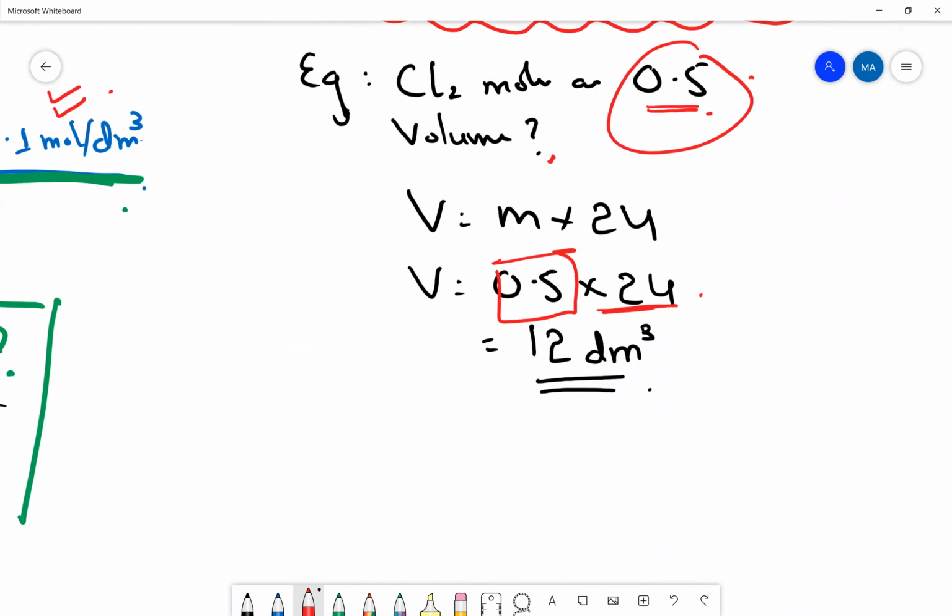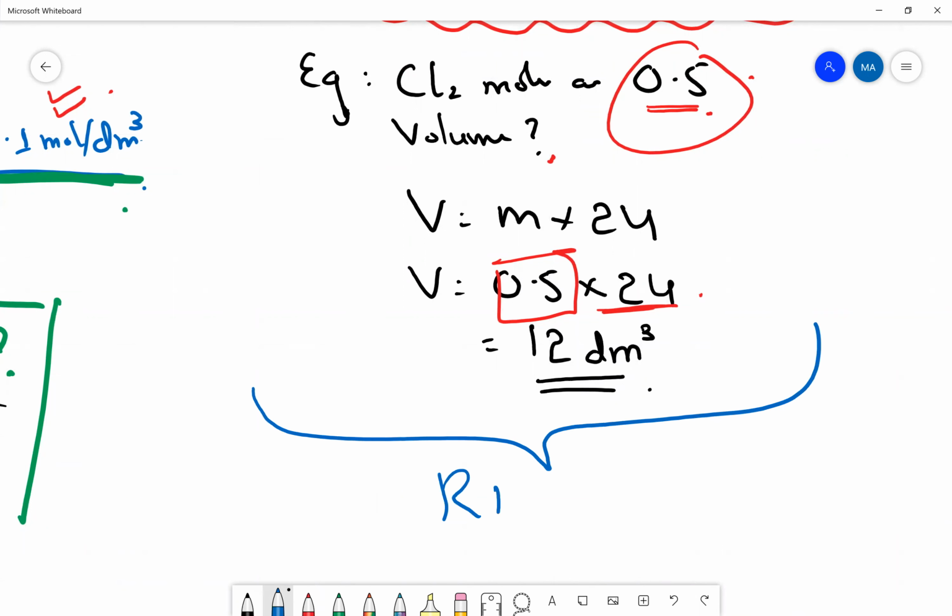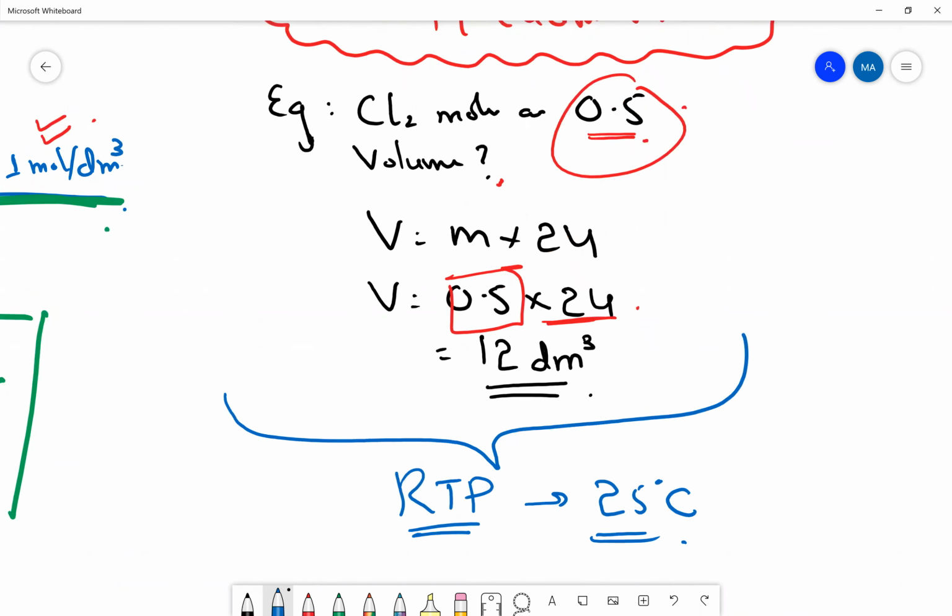And this formula is only valid for gases at room temperature and pressure. RTP is room temperature and pressure, and that value is 25 degrees Celsius. So whenever a question asks you to find the volume of a gas, and you are using this constant 24, you will only be using this if all of the conditions are standard room temperature and pressure. And room temperature is 25 degrees Celsius.